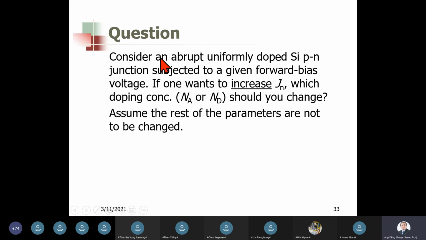Before I leave, I just want you to think a bit more about this question. Consider an abrupt uniformly doped silicon PN junction subjected to a given forward bias voltage. If one wants to increase Jn, in other words, the electron diffusion current in the quasi-neutral P region arising from electron injection from the N side, which doping concentration should we change, assuming the rest of the parameters are not changed? So if I want to increase Jn, which doping should you change?